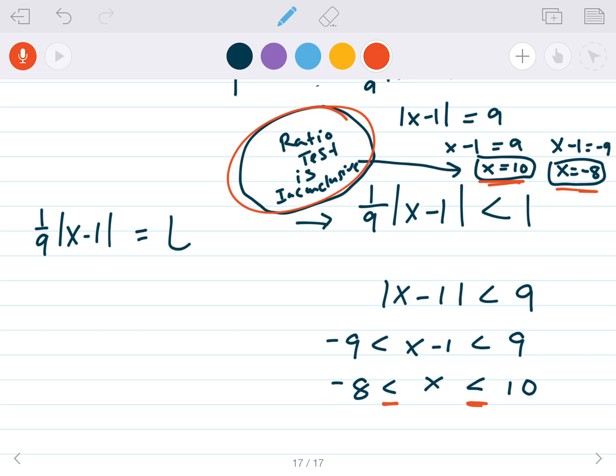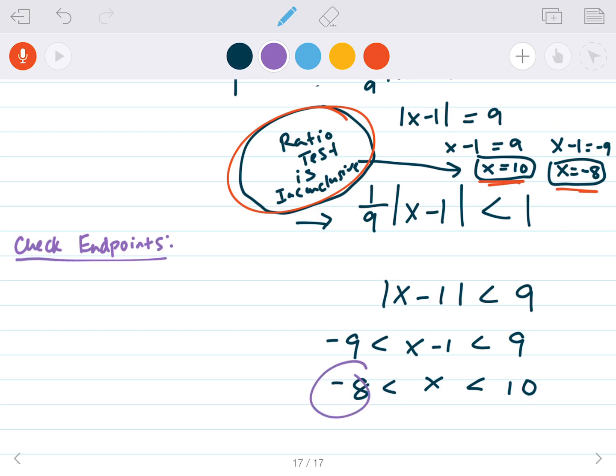Because this time we're looking for the interval, right? We want to be careful here. So we need to check the endpoints. So let's do that. So check the endpoints. First of all, let's check x equals negative 8.